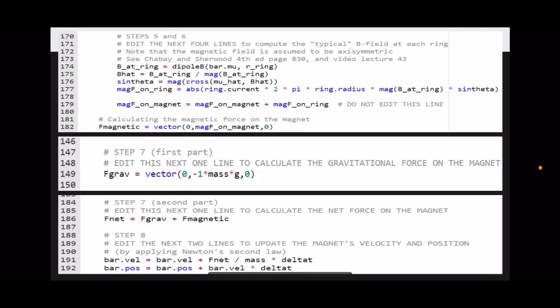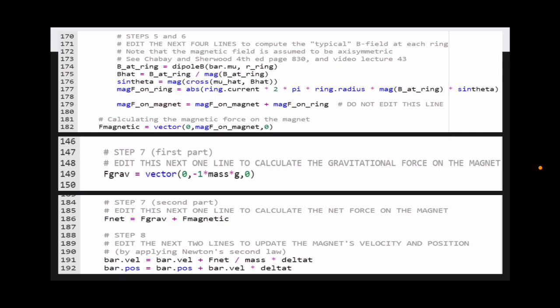In steps 5 and 6, we calculate the B field at each ring in the aluminum foil. So we assume the aluminum foil is made up of an infinite amount of rings, that we can calculate the magnetic field at each one of those rings. There's the code for that, and then we can use that to calculate the magnetic force from the rings on the magnet.